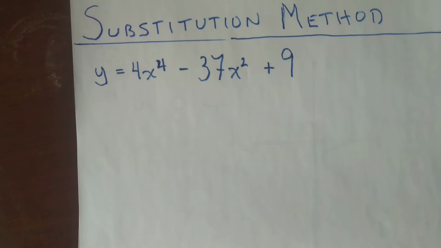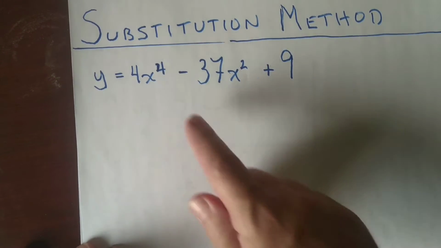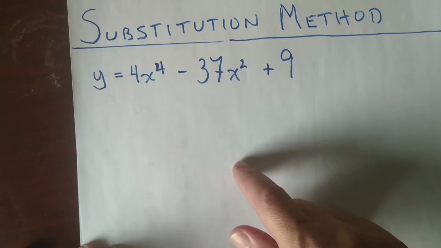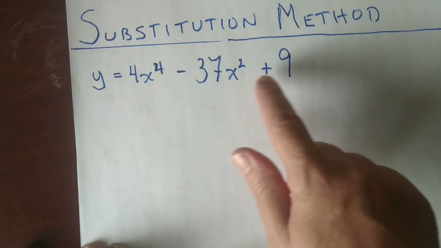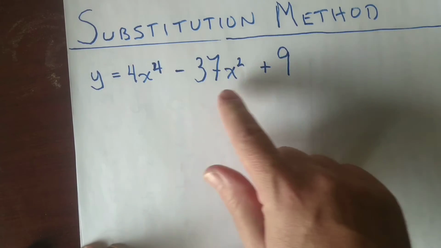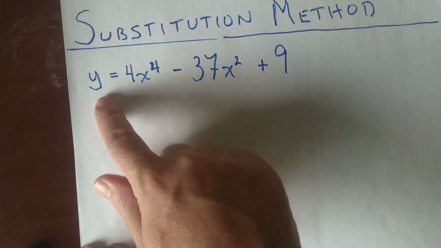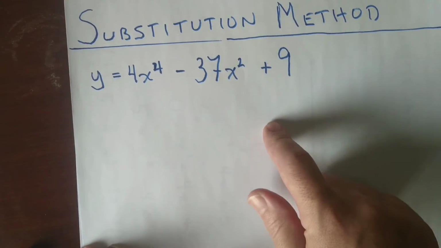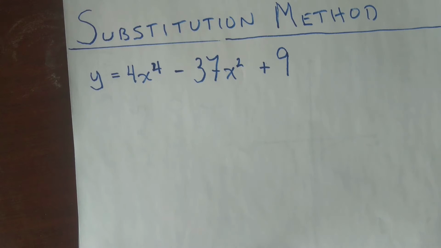I'm going to go through, I guess it's more of a technique than anything. It's called the substitution method. And the instructions are find x, but we don't know how to find it because x is to the fourth power, to the second power. And these are not quadratics that are familiar. So we're going to put it into a quadratic.